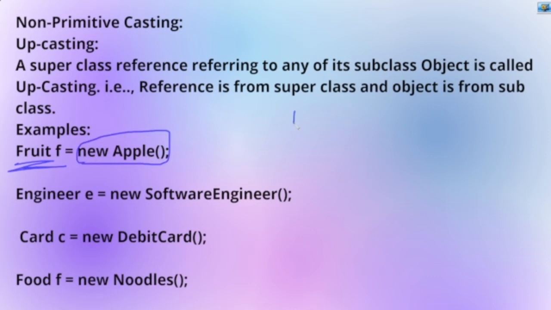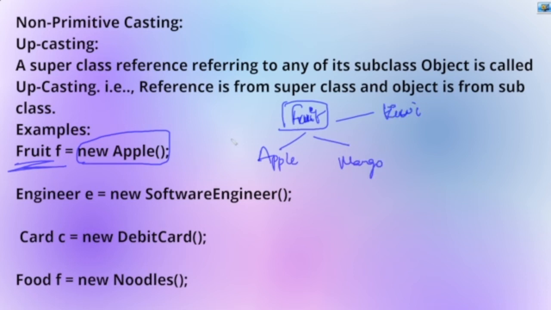Now if you look, you'll have a superclass, a fruit. And inside this fruit, think that there are three subclasses. One is apple, one is mango, and one is kiwi. So you have three subclasses here. Now if you want to create an object of the subclass, you can also use the superclass reference. That is called upcasting. Fruit F is equal to new Apple.